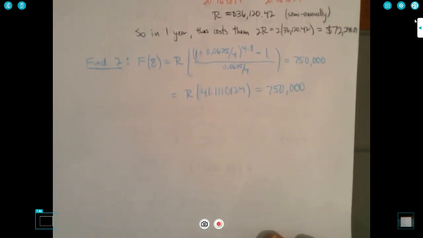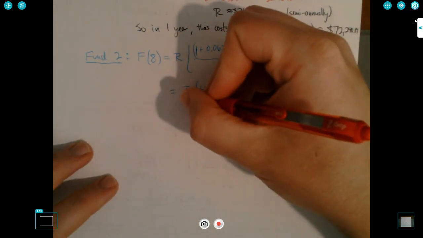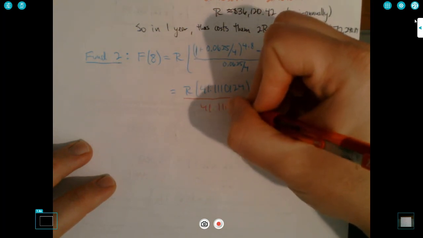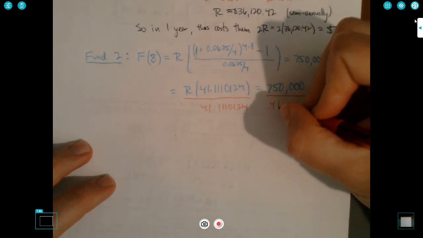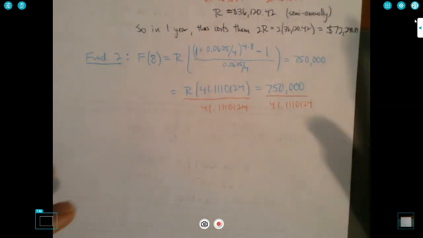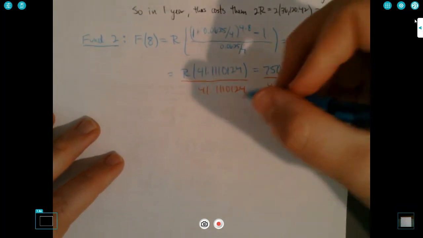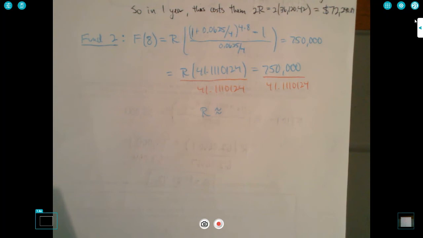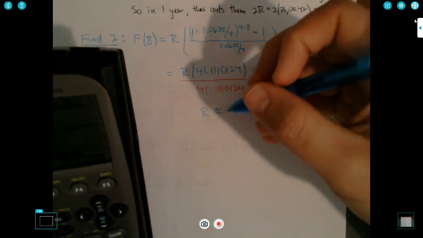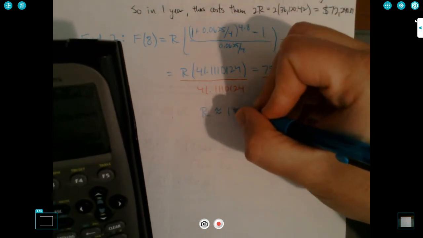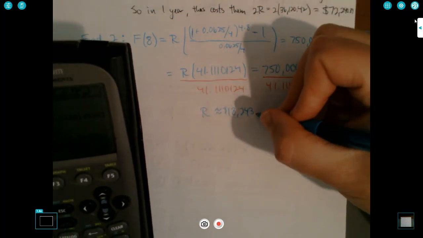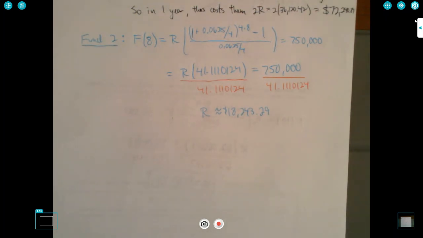Okay, that needs to equal $750,000. So now to solve for the rent, we would divide by 41.1110124. And we would get that R is approximately 750,000 divided by that number, which comes out to $18,243.29. Now, at first glance, that seems good.